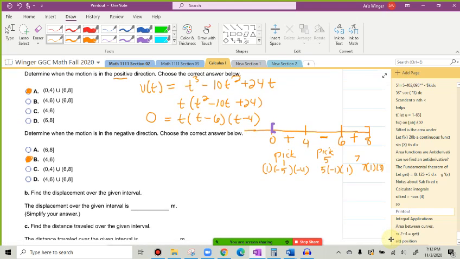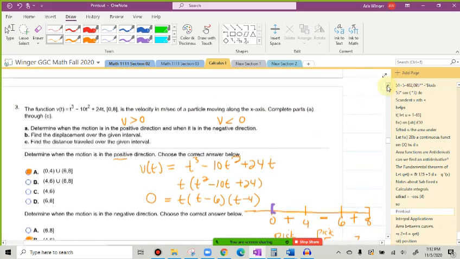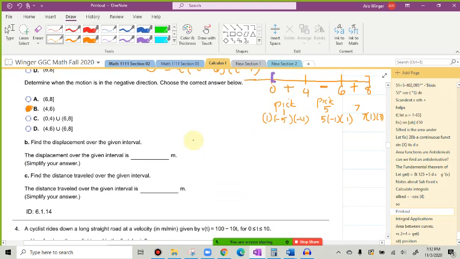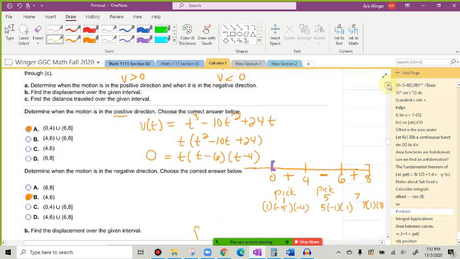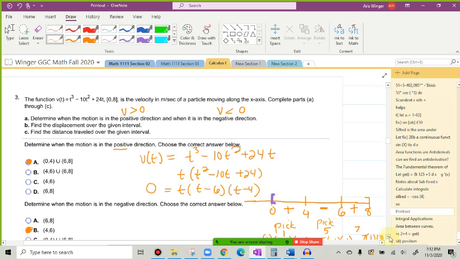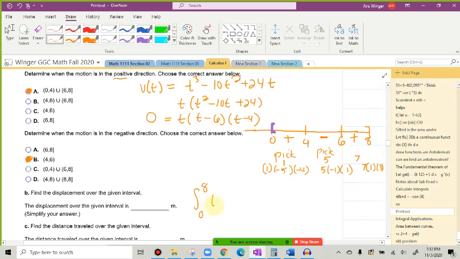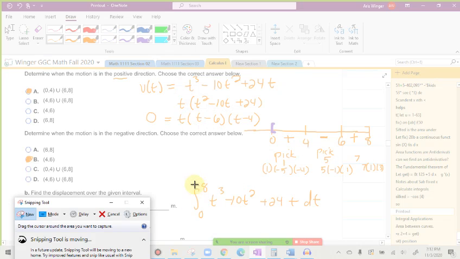Find the displacement over the given interval. The displacement over the given interval is the integral from 0 to 8 of the function, of t cubed minus 10t squared plus 24t dt. As you may know, we're going to roll to a new page for that.